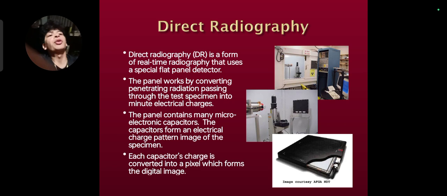And now direct radiography, or DR, is another form of real-time radiography that uses a special flat panel detector. This panel detector works by converting penetrating radiation passing through the test specimen into minute electrical charges. This panel contains microelectronic capacitors. The capacitors form an electrical charge pattern image of the specimen. And this capacitor charge is converted into pixels, which form the digital image.